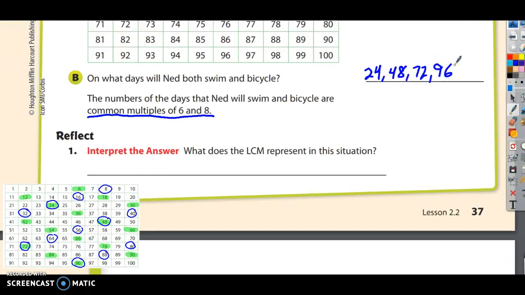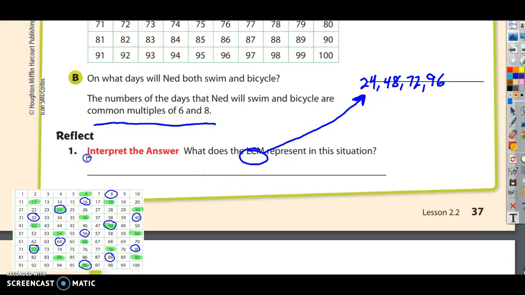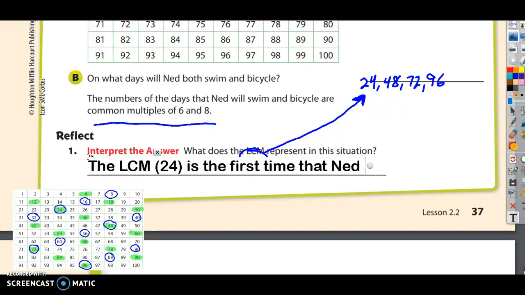Now we have to identify this one right here. It says, interpret the answer. What does the LCM, the least common multiple, remember what L stands for is least, represent in this situation? Well, the LCM is 24 right here. And what is 24? Why is 24 special? 24 is the first time that Ned swims and bikes in the same day.